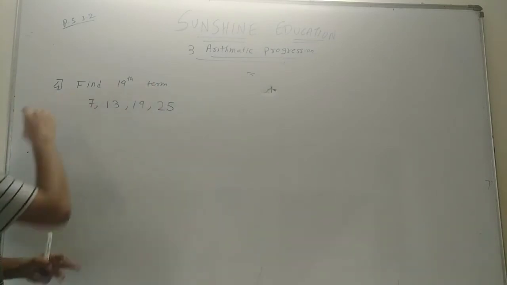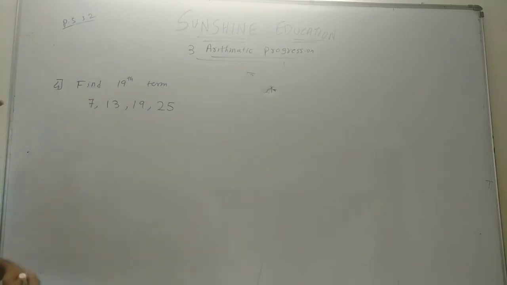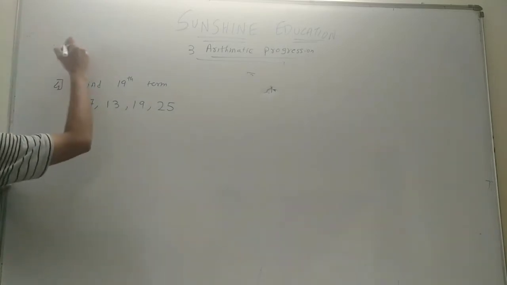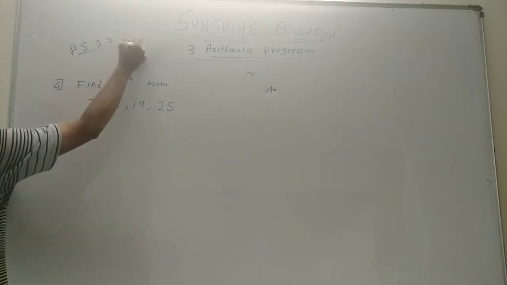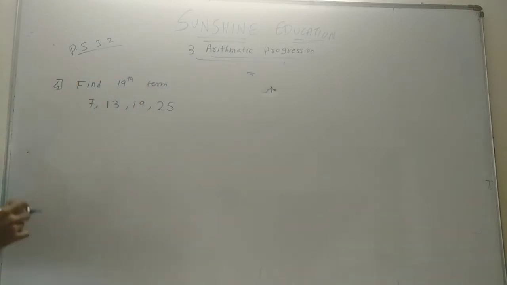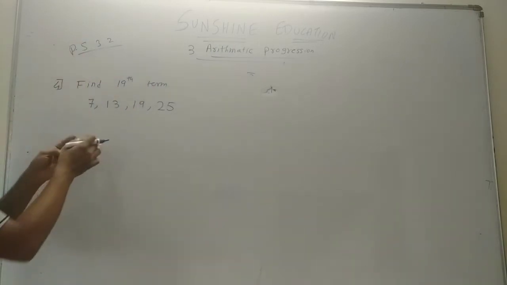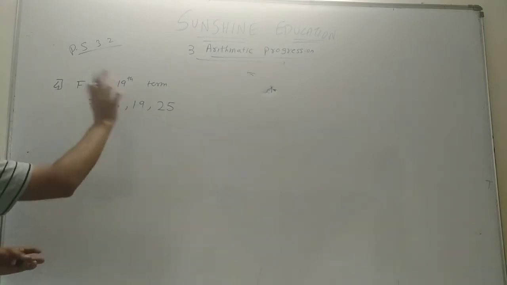And this is the fourth sum. Sums number 1, 2, 3 of practice set 3.2 are for homework. All three sums are almost connected to the fourth one, so pay attention to the fourth one and you will be able to solve 1, 2, 3. Find the 19th term.